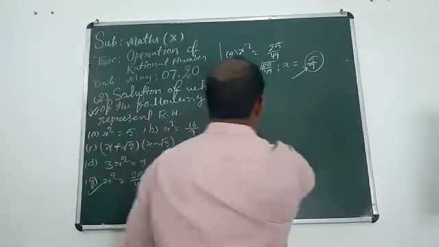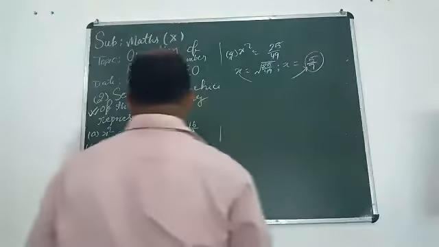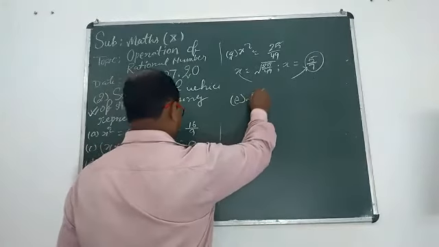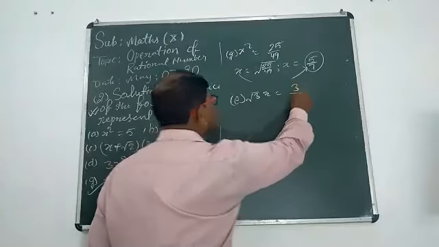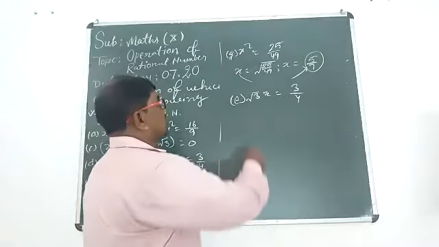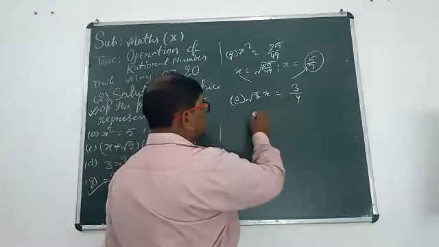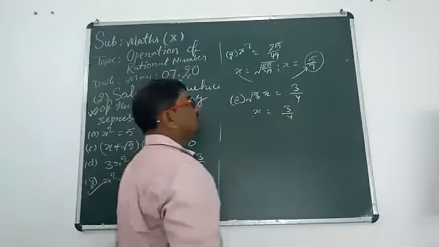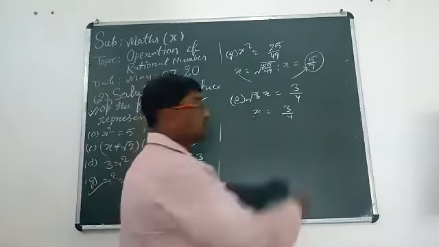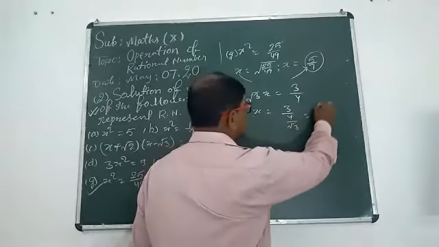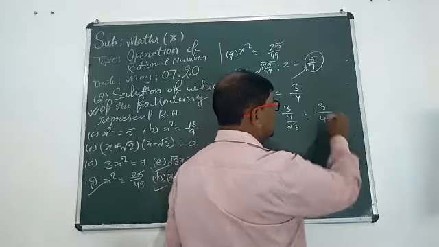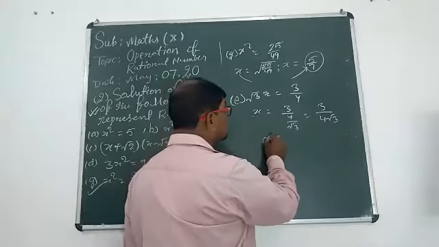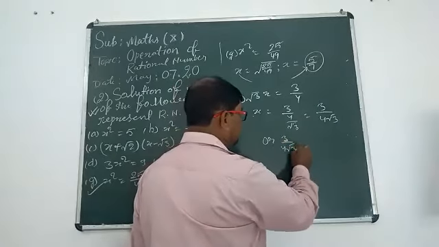Next sum. Suppose that we are thinking about this: under root 3 x equal to 3 upon 4. So x equal to 3 upon 4 divided by under root 3. It means 3 upon 4 under root 3. You can rationalize also.